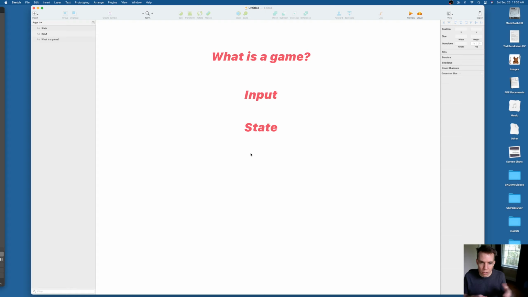So I can pick up a black piece and I can place it on a tile, right? So that state is a physical thing.